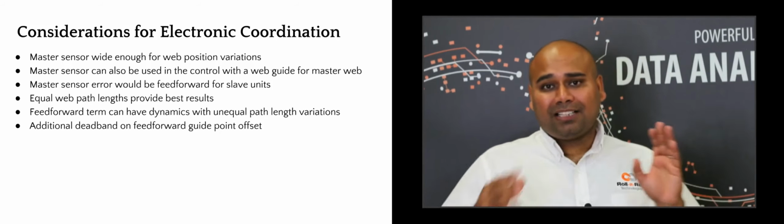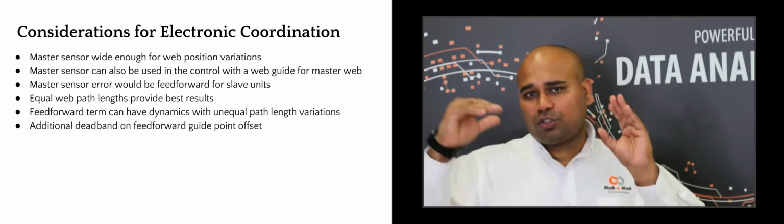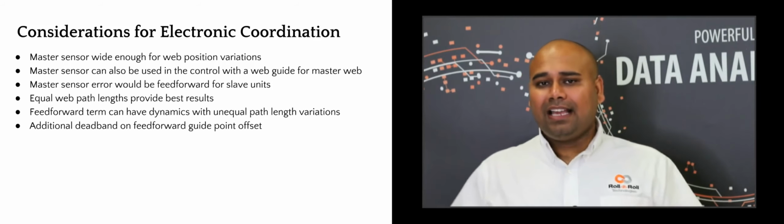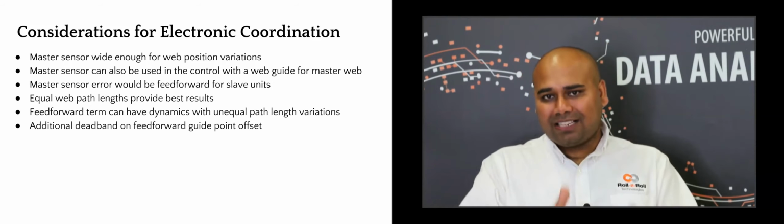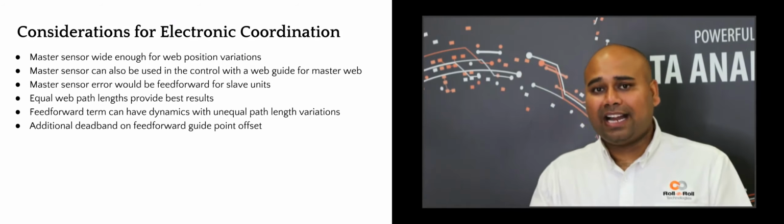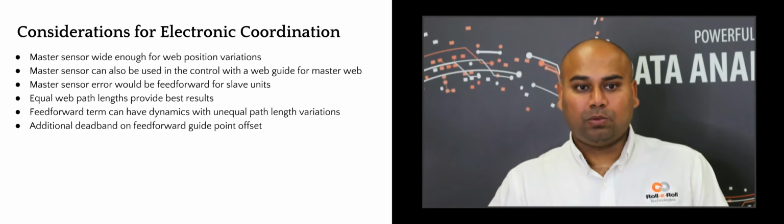And in the examples that we showed there, the master sensor was just used for measurement, but technically you can also have a web guide on it, and that web guide is going to guide the master web. And then that measurement can also be used to change the guide points on the slave or the follower webs. That can be done as well.